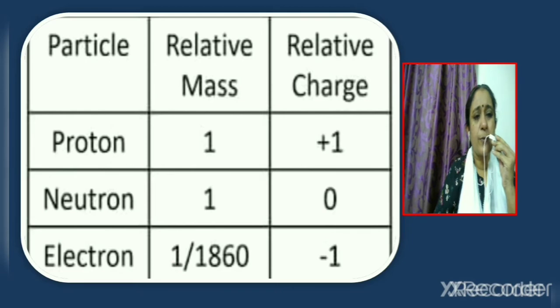The mass of a proton is taken as 1 unit. The mass of a neutron is also taken as 1 unit, whereas the mass of an electron is 1/1860 times the mass of hydrogen atom.